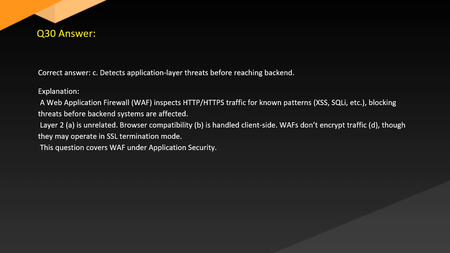Answer. Correct answer: C. Detects application layer threats before reaching backend. Explanation. The web application firewall (WAF) inspects traffic for known attack patterns, blocking threats before backend systems are affected. Layer 2 (A) is unrelated. Browser compatibility (B) is handled client-side. WAFs don't encrypt traffic (D), though they may operate in SSL termination mode. This question covers WAF under security.